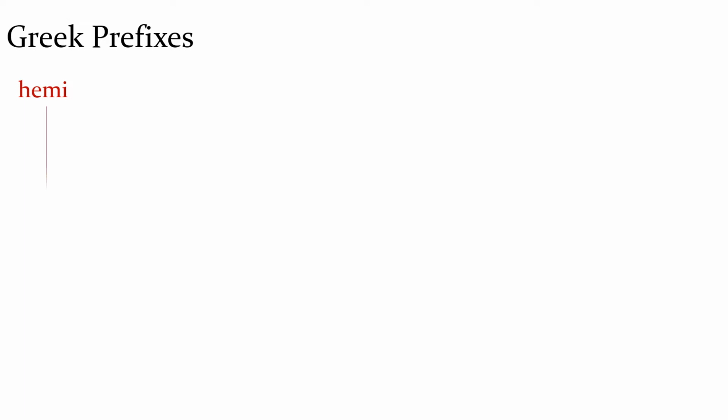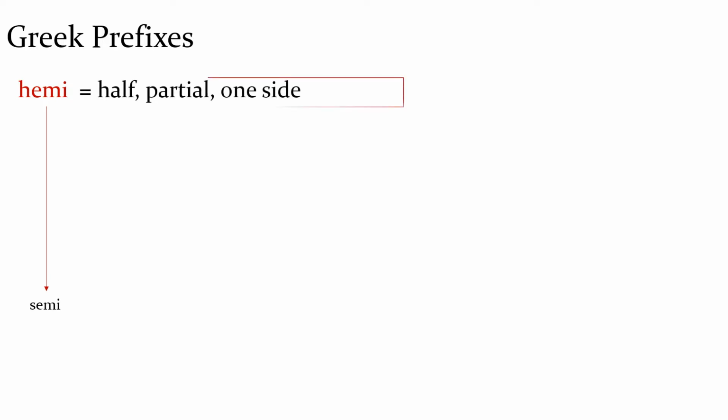So today we're going to start with the word Hemi. And Hemi might look familiar to you. We do have it in non-medical English words, and it does have a Latin cousin, semi. And this means half or partial or one side.